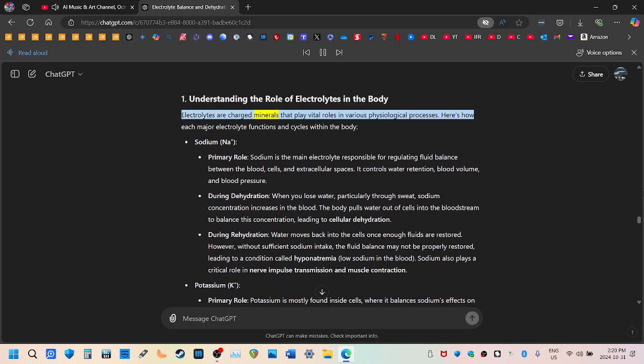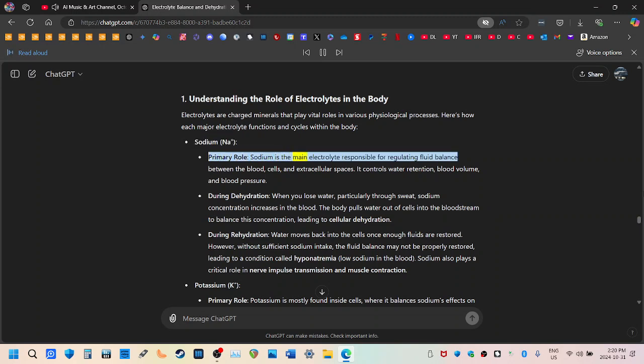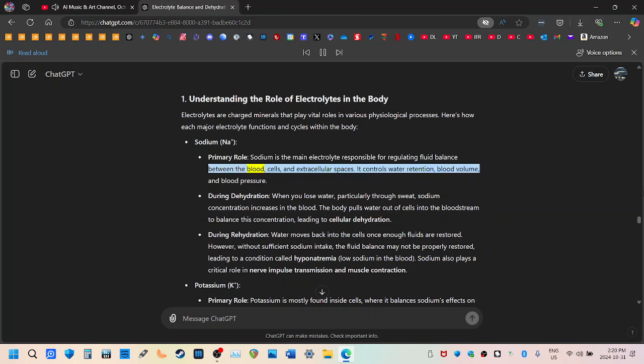Electrolytes are charged minerals that play vital roles in various physiological processes. Here's how each major electrolyte functions and cycles within the body. Sodium, Na. Primary role. Sodium is the main electrolyte responsible for regulating fluid balance between the blood, cells, and extracellular spaces. It controls water retention, blood volume, and blood pressure.